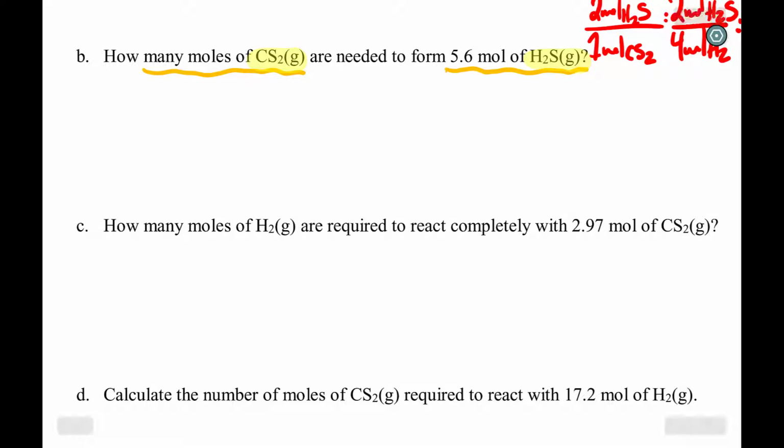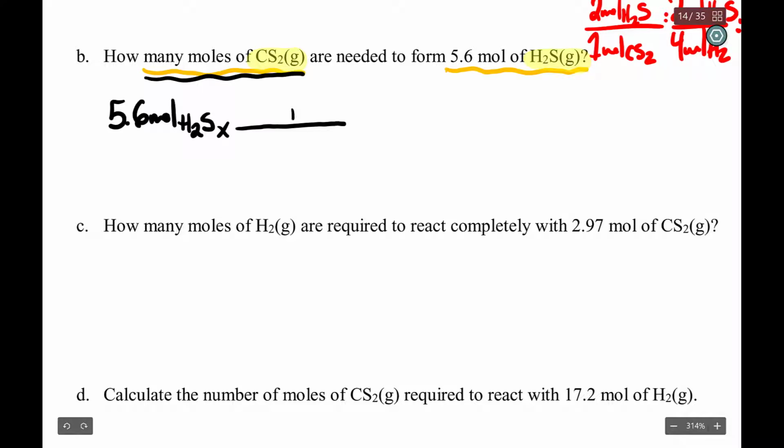Now, we always have to start with the number we're given because we have nothing else really to work with other than the coefficients. So I'm going to start with the value I've been given, 5.6 moles of H2S. Then I'm going to write a fraction, and then I want to get whatever I'm solving for on top of the next part of the fraction. So what I'm solving for is moles of CS2. So I'm going to put that up here, moles of CS2. Now, whatever I want to get rid of has to go on the bottom of the fraction. So since I'm starting with H2S, I want to put moles of H2S on the bottom so that unit cancels.